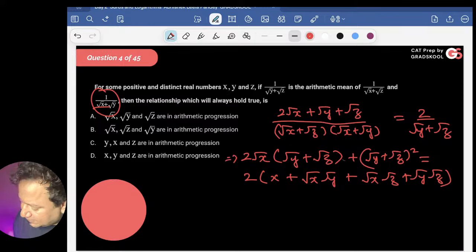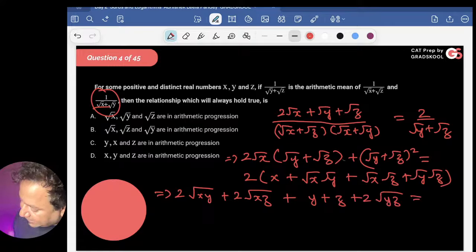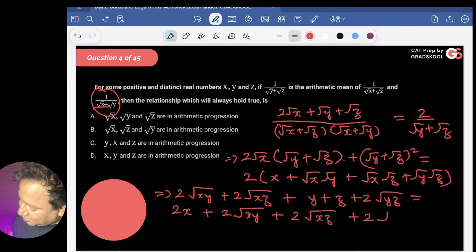Let me solve this. Bracket open करना है, there is no other way. So I'll get 2 root x into root y is root xy, plus 2 times root xz, plus if I open the bracket I'll get y plus z plus 2 root yz is equal to, if I open the bracket here, I'll get 2x plus 2 times root xy. Wow, things are getting cancelled out. I'm so happy. 2 times root xz plus 2 times root yz. Now my life has become so simple.